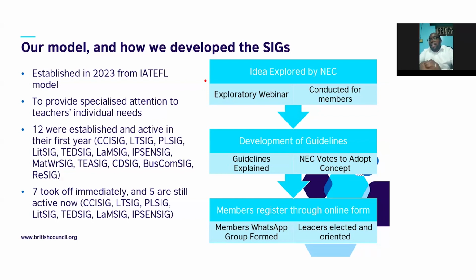After adopting the guidelines, we then rolled out an online form for members to register, to choose which special interest groups they would want to join. And so we listed all the 12, and members registered according to their interests. And that is how we organized them, put them in the WhatsApp groups. We created WhatsApp groups for each one of them.